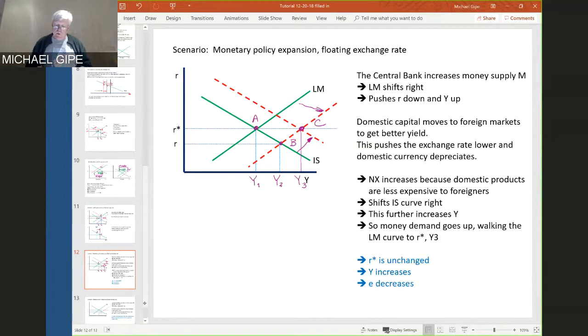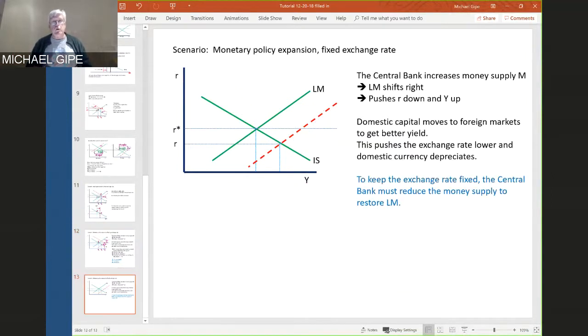And then finally, we've got one last scenario where we're going to have the central bank doing a monetary expansion. They're going to be increasing the money supply, but now we're working under a fixed exchange rate policy. So if the central bank is trying to do an expansion of the economy and they increase the money supply, that's going to shift the LM curve down and to the right. And that, of course, would tend to push R down and increase Y as well.